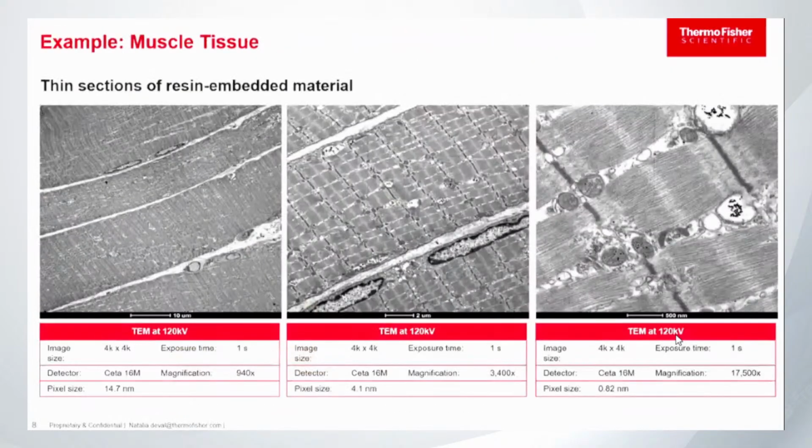Some examples that you can get if you do that: this is a transmission electron microscope, and these are thin sections of resin embedded material. This is a 120 kV transmission microscope, and you can work with different magnifications. For example, the image here on the left side is only 940x. This is a medium magnification, and this is a high magnification. Those are the exposure times. The camera is a 4K by 4K, and you can see the quality of the images. Very high quality and very high detail.